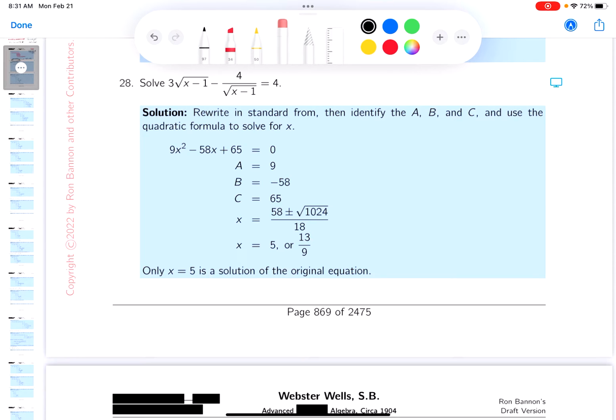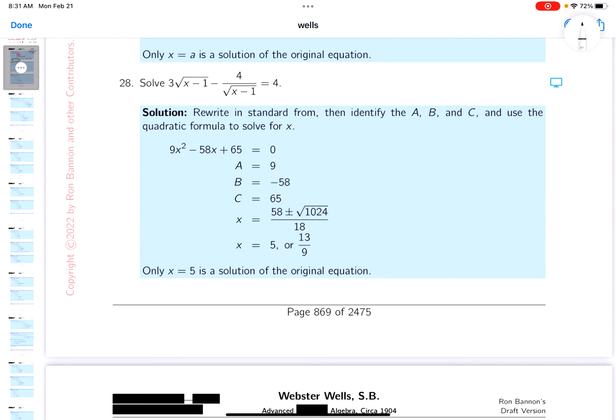I'm going to do this one differently than it's done in the key. What I'm going to do over here, I'm going to say let u equal the root of x minus 1. And what would you get? You would get 3u minus 4 over u is equal to 4. And that's actually simpler for me to do. But I'm not going to say it's going to be easy. I'm going to multiply both sides by u now. So it's going to be 3u squared minus 4 equals 4u.